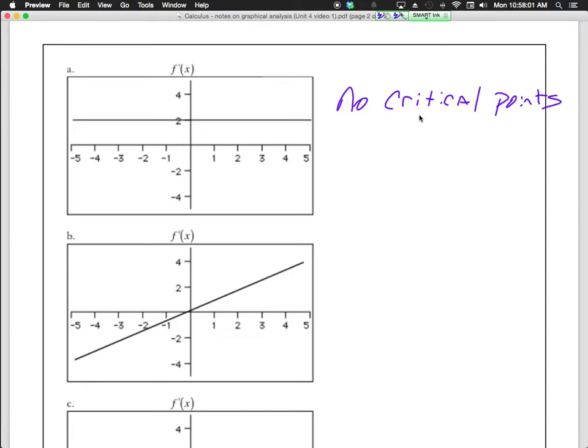Alright, so let's look at B. I'm looking for relative extrema, but before I look for relative extrema, I first have to find critical points, which means I'm looking for where the derivative is 0, which means the derivative touching the x-axis, or undefined. Do I have either one of those in this case? Yes. Which one? 0. So I'm going to say there's a critical point at x equals 0.